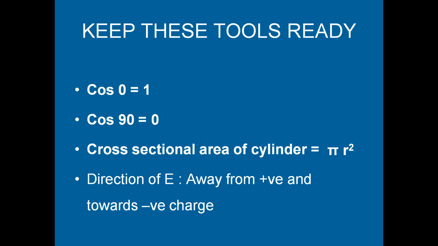Direction of electric field will always be away from positive charge and towards negative charge. And we also know the dot product of two vectors, vector A dot vector B, will be equal to AB cos theta, where theta is the angle between the two vectors, right?